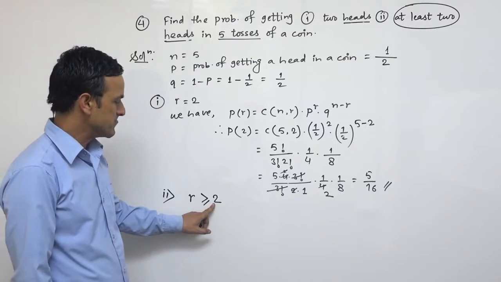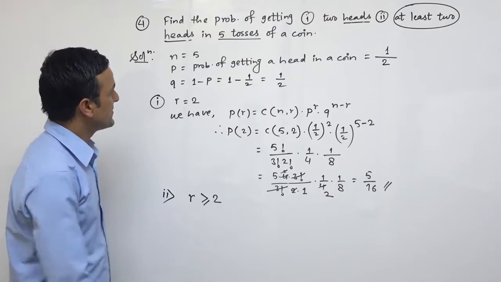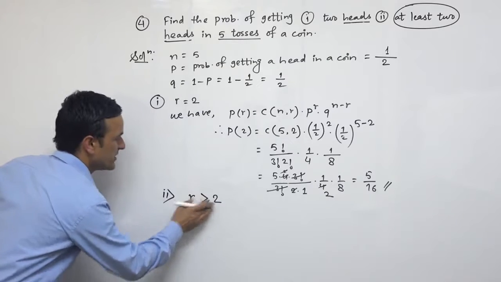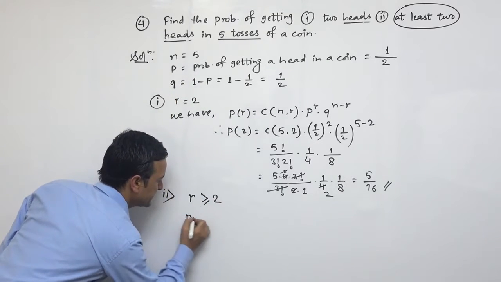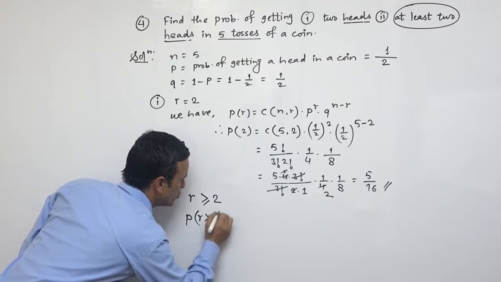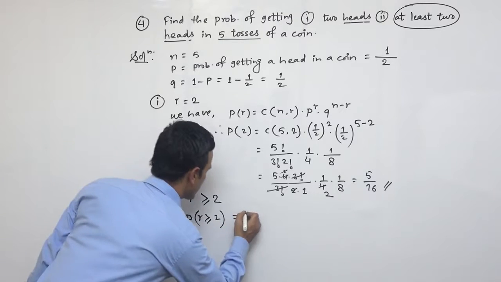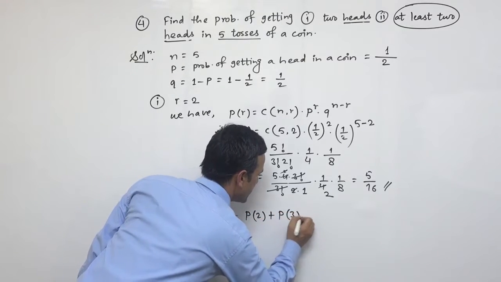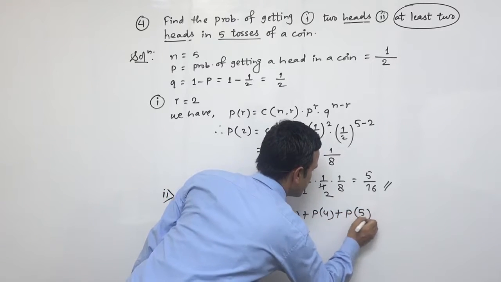This means either two heads must come, or three, or four, or five. We have a total of 5 tosses and it should be written like this. So in the same formula, P of R greater or equal to 2, we can write it as P2 plus P3 plus P4 plus P5.